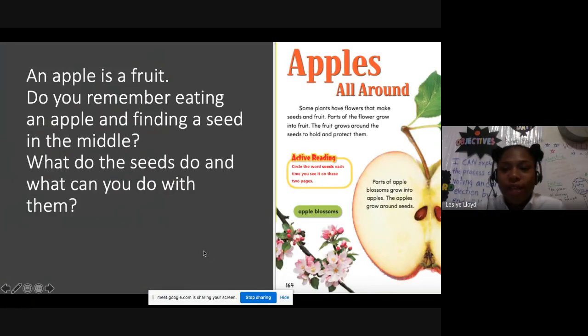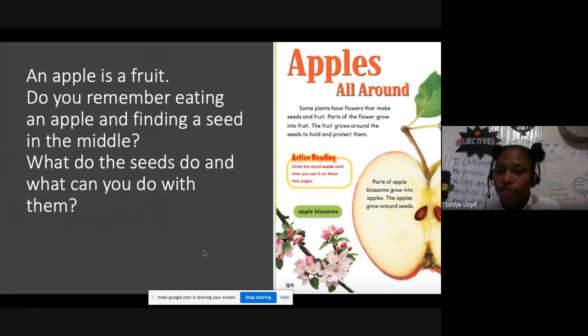All right, so apples all around. Ms. Lloyd is reading from the textbook. Some plants have flowers that make seeds and fruits. Parts of the flowers grow into fruit. The fruit grows around the seeds to hold and protect them.